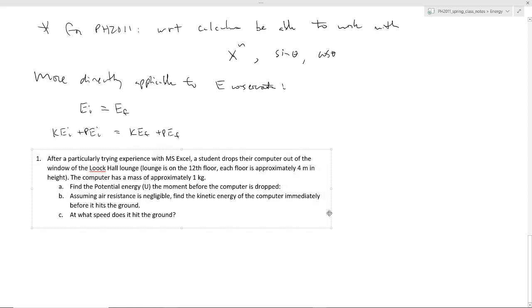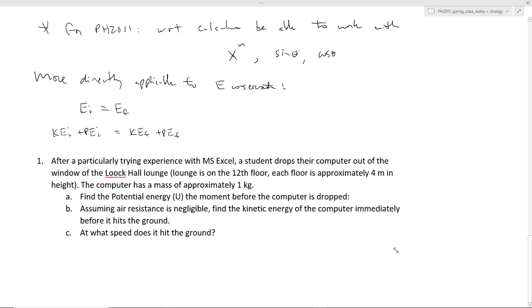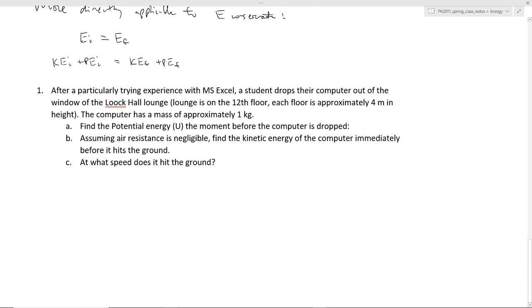Okay, so here's a question for you. After a particularly trying time with Microsoft Excel, a student drops their computer out of the window in the local lounge. The lounge is on the 12th floor. Each floor is approximately 4 meters in height, and the computer has a mass of 1 kilogram. We want to find the potential energy the moment before the computer is dropped. We want to find the kinetic energy immediately before it hits the ground, and we want to find the speed when it hits the ground.